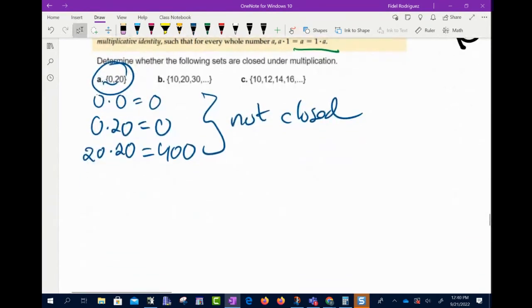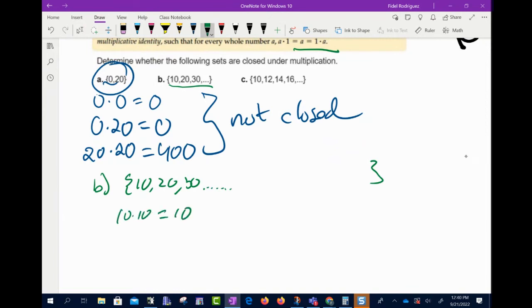Let's do the same thing for part B. Now, look at that set in part B. 10, 20, 30. The little dot, dot, dots means it goes on forever, doesn't it? Let me ask you a question. If I were to take 10 times 10, I would get 100. Do you think 100 would appear somewhere further down that line? Yeah, it looks like it would, wouldn't it?